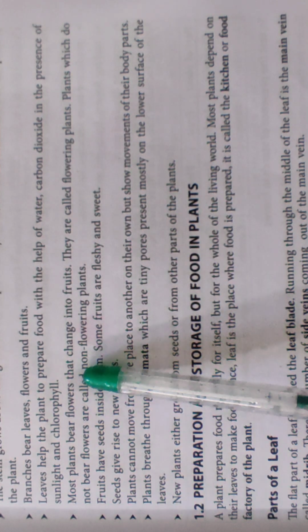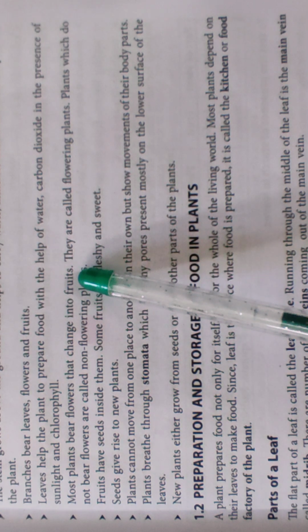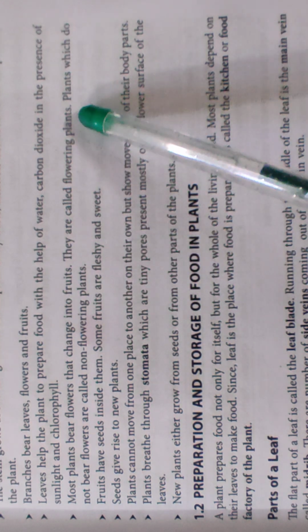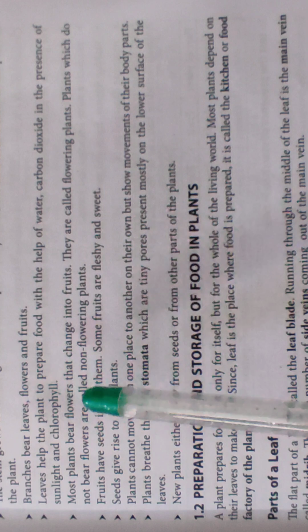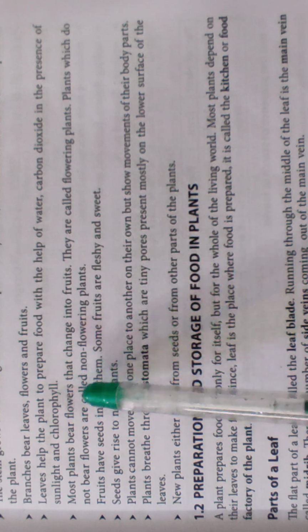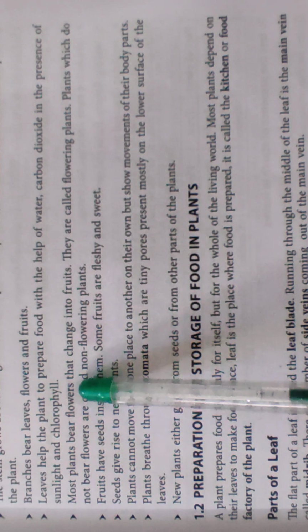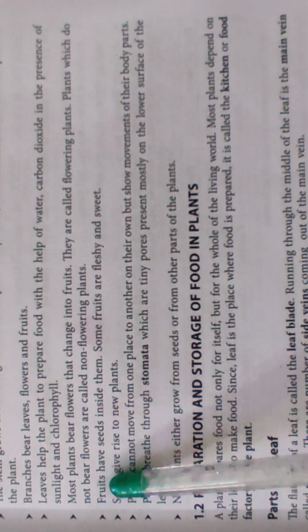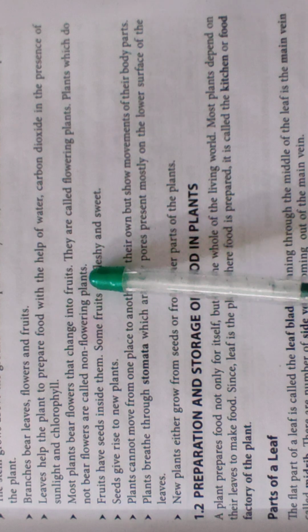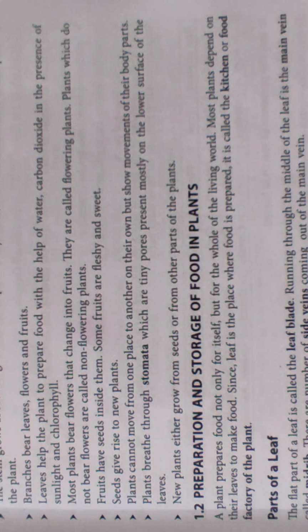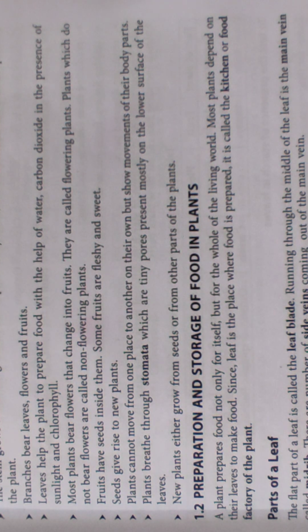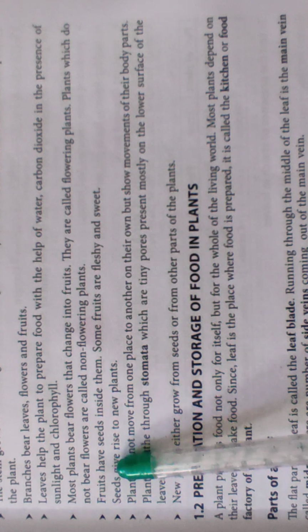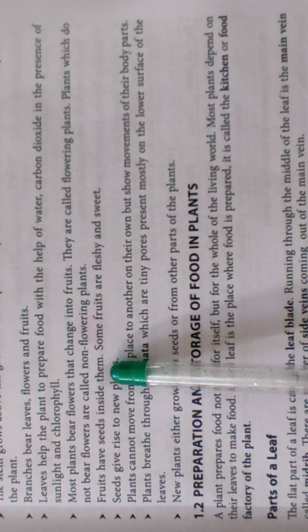Now most plants bear flowers that change into fruits. They are called flowering plants. So the plants which bear flowers are called flowering plants. These flowers mostly change into what? Into fruits. The plants which do not bear flowers are called non-flowering plants. Now see, fruits have seeds inside them.